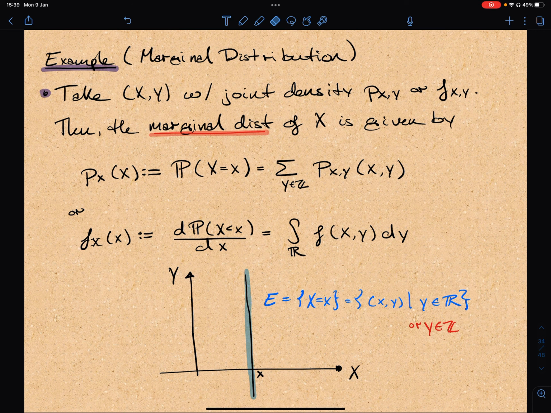And this is an important idea or an important object that appears, because oftentimes you're going to be given the joint probability density function or the joint probability distribution, and you just want to extract less information. And the way that you do it is through this summation.